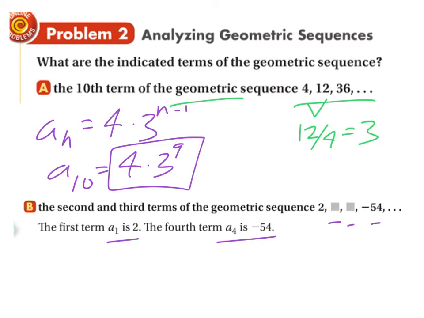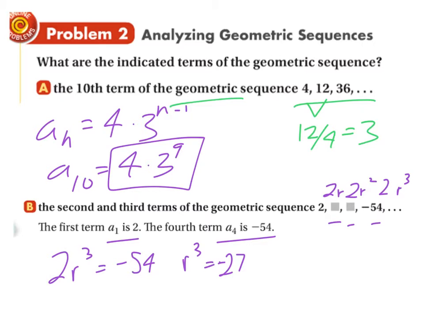This term here would be 2 times r. This would be 2 times r squared. And the negative 54 would be 2 times r cubed. So that gives me an equation, 2r cubed equals negative 54. So I can divide by the 2, I get r cubed equals negative 27. Then I can cube root both sides and figure out that r is negative 3.